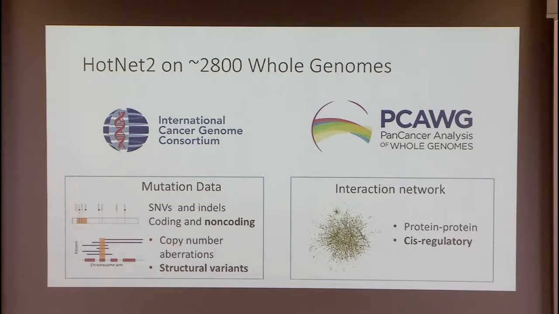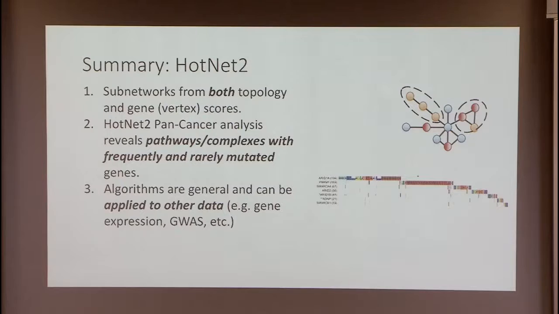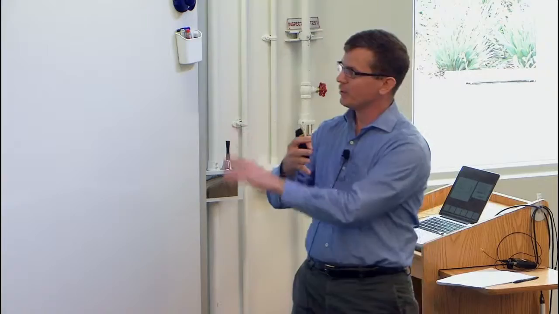We'll see. And so here's the summary of the HotNet2 stuff. It pulls out subnetworks from both topology and the vertex scores. The pathways and complexes you get out are frequently mutated genes, but also rarely mutated genes. And it's important that you have both the vertex score and the topology analyzed simultaneously, because if you were to threshold the score and then look only at topology, you'd probably miss a lot of the rare stuff. And the algorithm is sort of general.